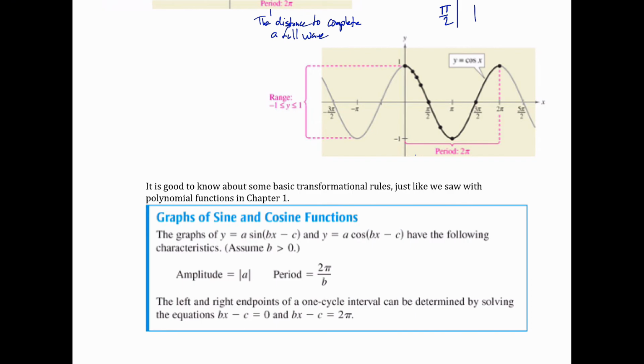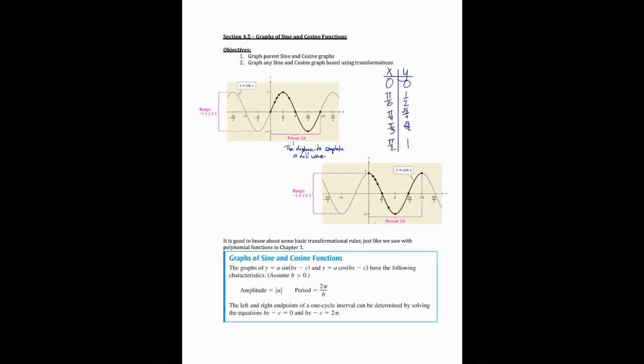Now, the left and right endpoints of one cycle interval can be determined by the following equations. You can use bx minus c equals 0, plug the b and the c in and solve for x, and bx minus c equals 2 pi. We'll use that in a little bit.